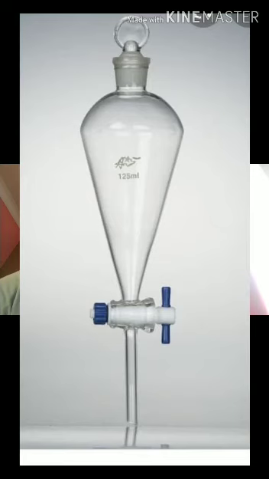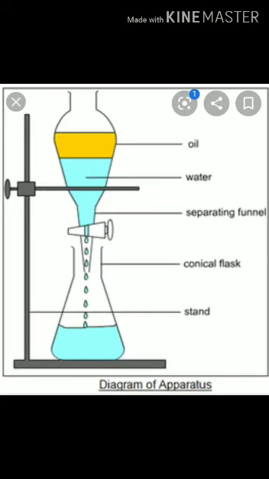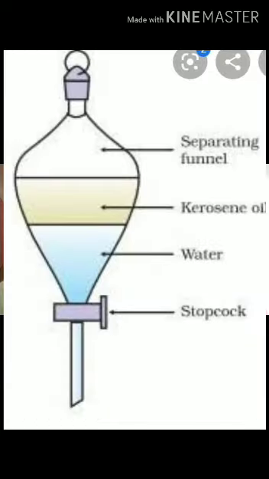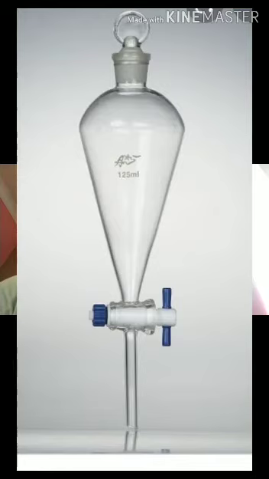The funnel has an opening at the top to pour in the liquid mixture. After the liquid mixture is poured, it is left undisturbed for some time. The immiscible liquids then form separate layers, with the heavier liquid at the bottom and the lighter liquid on the top. When the stopcock is opened, the heavier liquid at the bottom comes out first and is collected in a separate container.